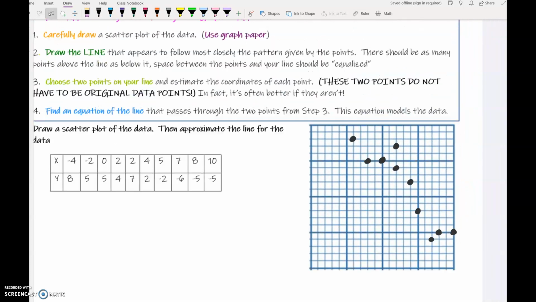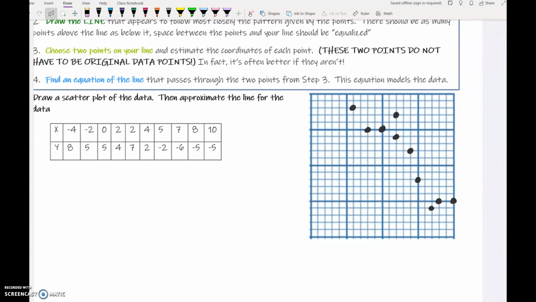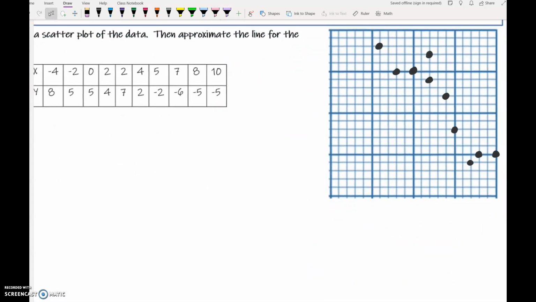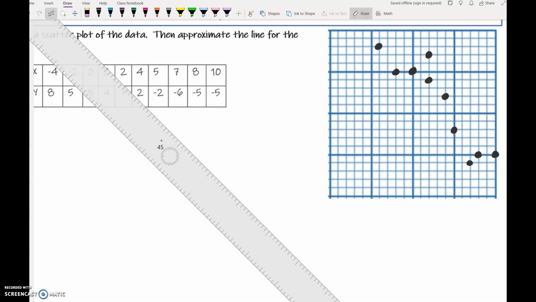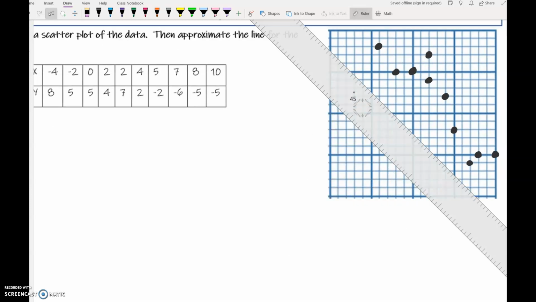Once we have the points on there, we need to draw a line that best fits this data. Now, I'm going to put my ruler up here. You really do need to use a straight edge for this because if you approximate a line, it's not going to be a straight line and it's going to be awful.